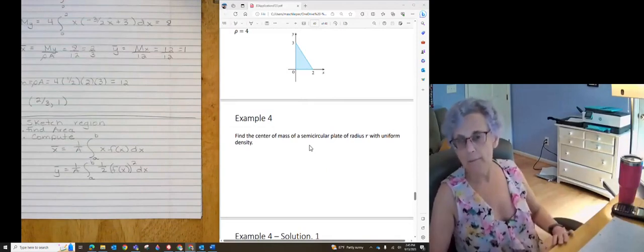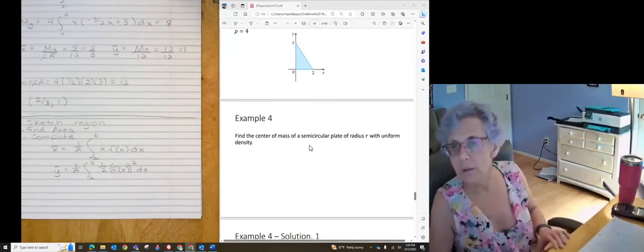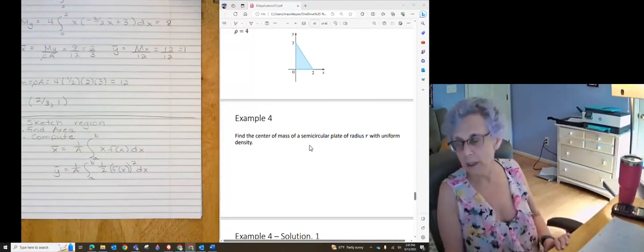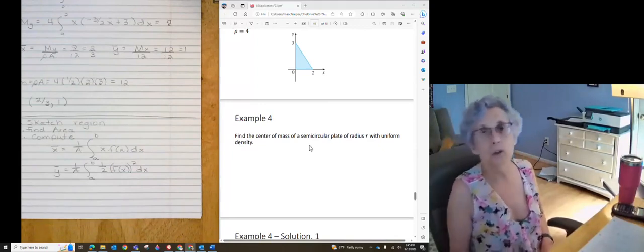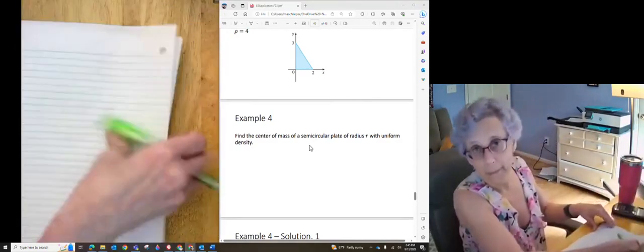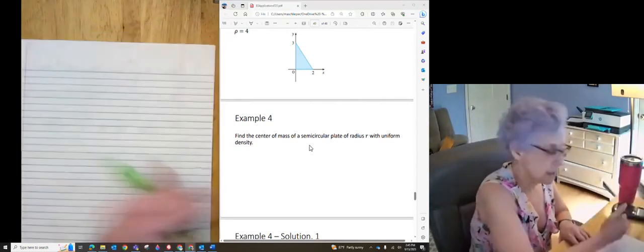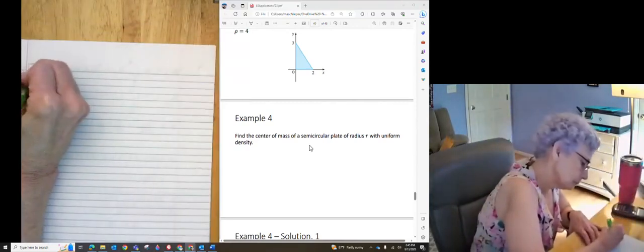Let's go on to example 4. We want to find the center of mass of a semicircular plate of radius r with uniform density. So, we don't know what the radius is. We're just going to say radius r.